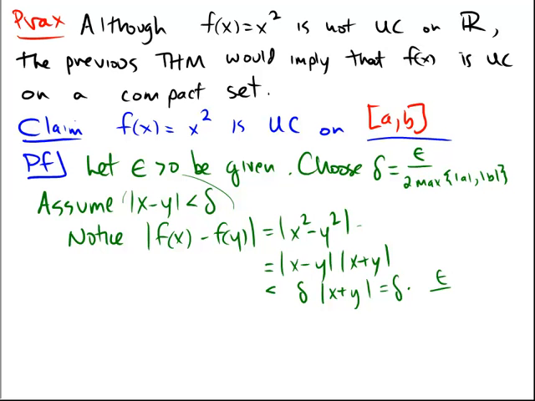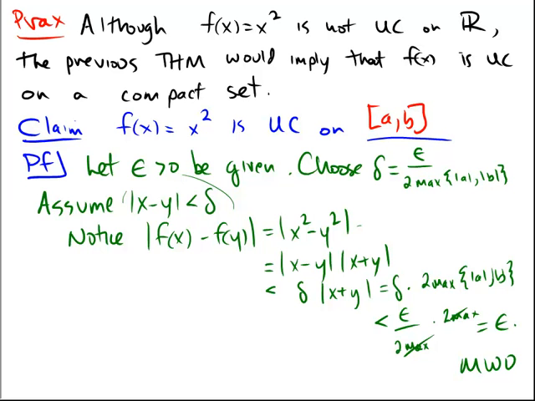Oops, sorry. What's the biggest this could be? It would be 2 times the max of whatever absolute A and absolute B are. But then this would be less than, since delta was chosen to be epsilon over this 2 max, multiplied by the 2 max, canceling out to give us the epsilon.